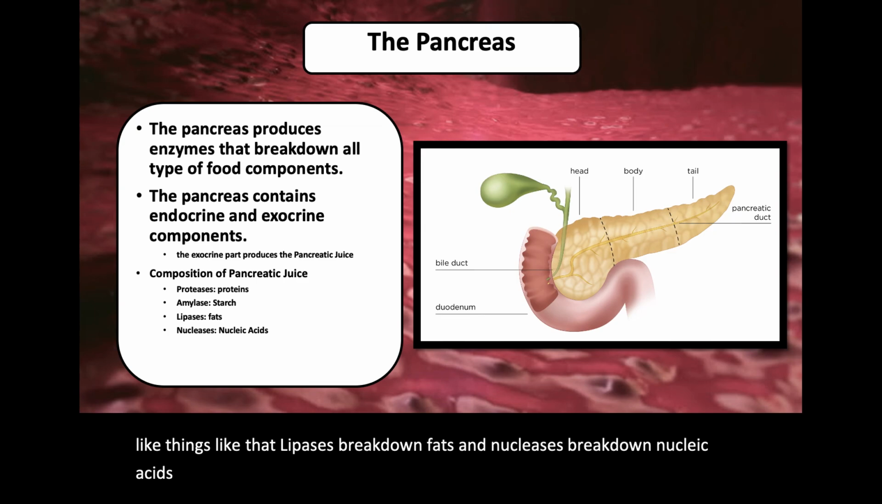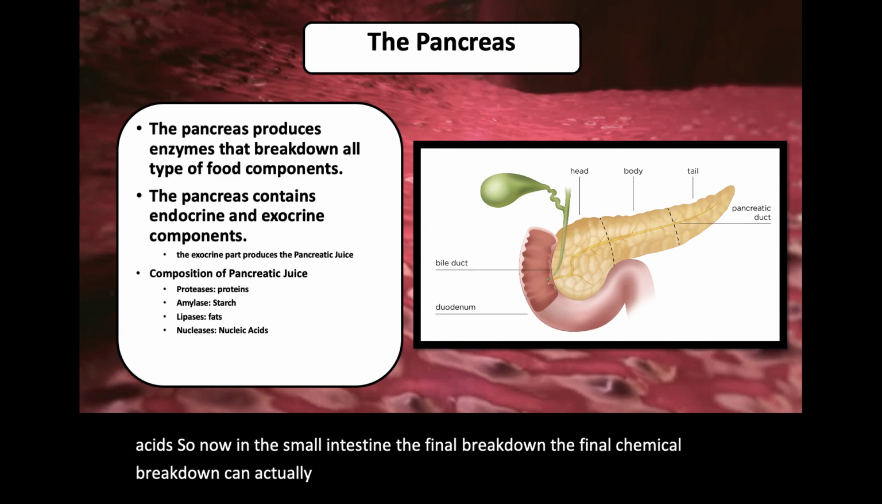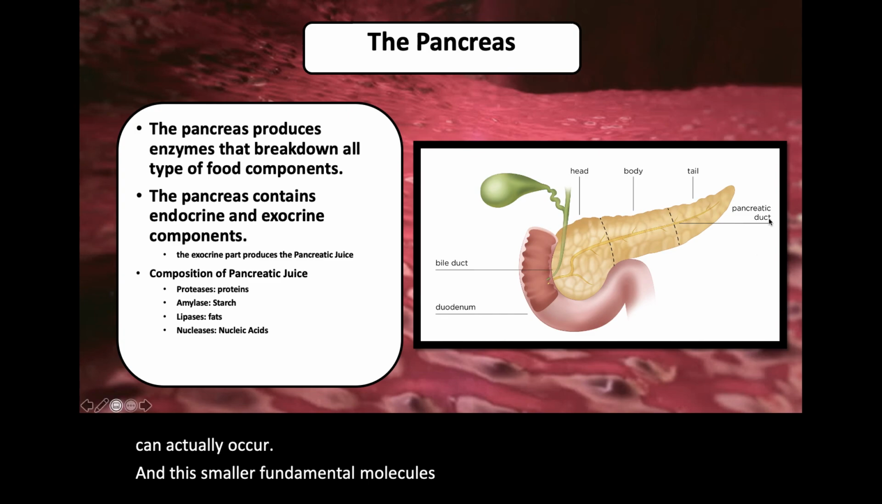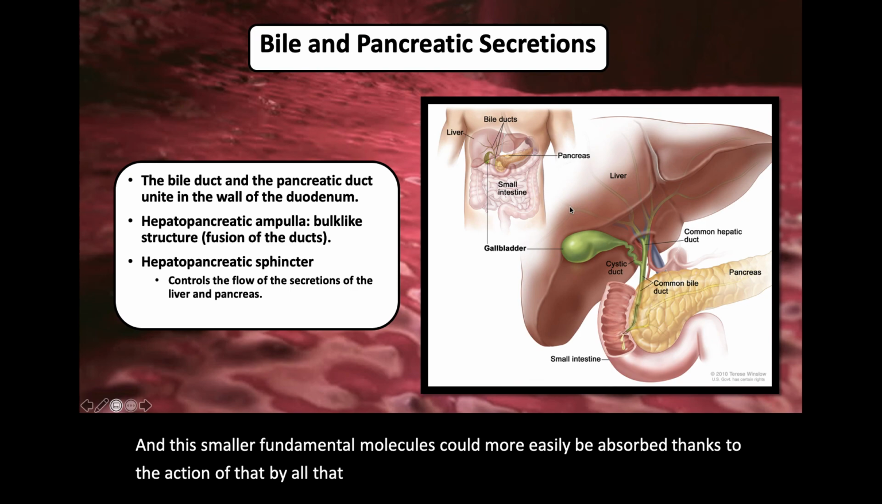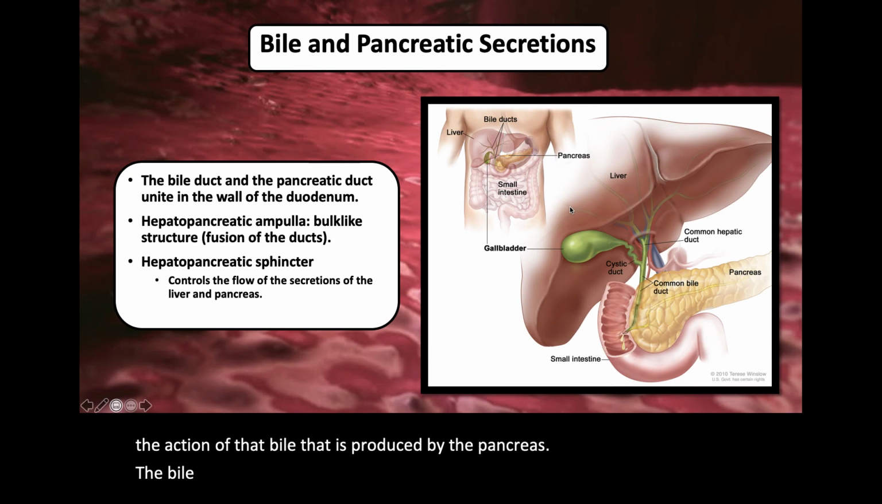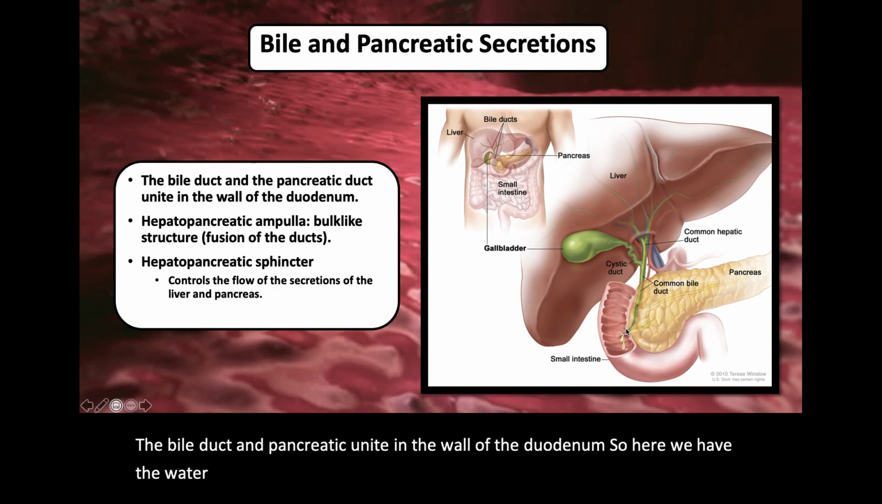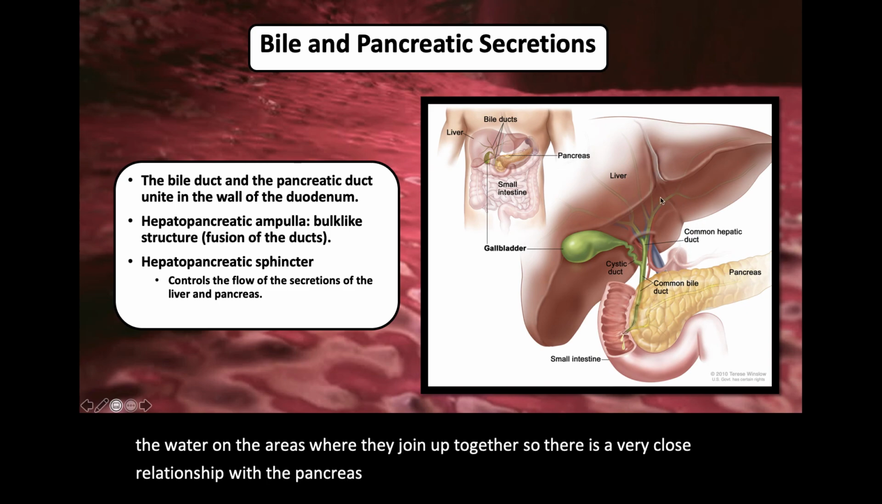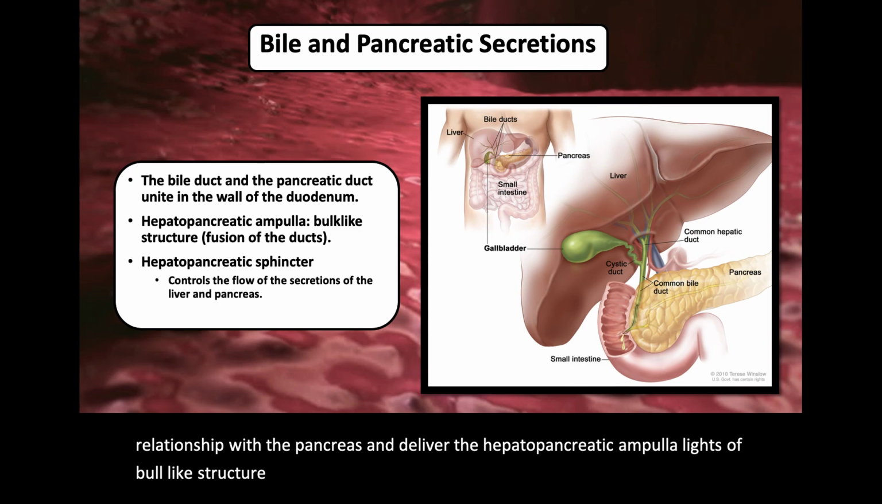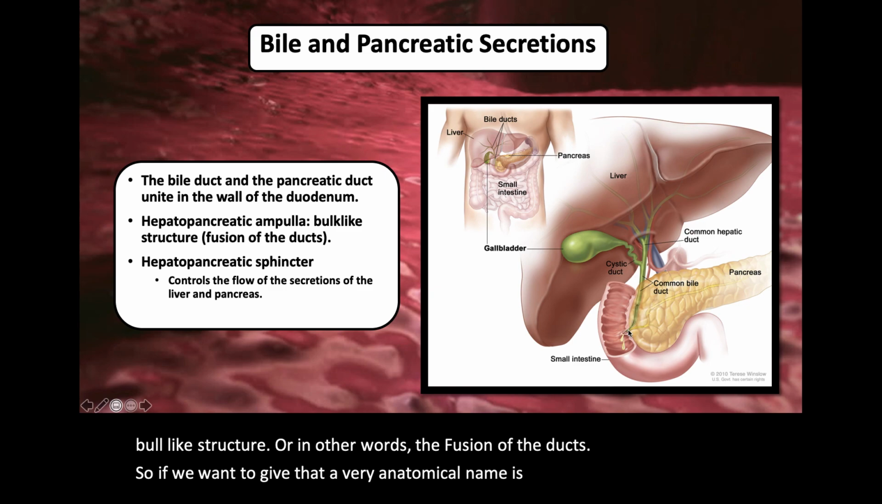So now in the small intestine, the final chemical breakdown can actually occur, and these smaller fundamental molecules can more easily be absorbed thanks to the action of bile. The bile duct and the pancreatic duct unite in the wall of the duodenum. So here we have the duodenum. There is where they join together. So there is a very close relationship between the pancreas and the liver. The hepatopancreatic ampulla is a bowl-like structure, in other words, the fusion of the ducts. So if we want to give that a very anatomical name, it's the hepatopancreatic ampulla.